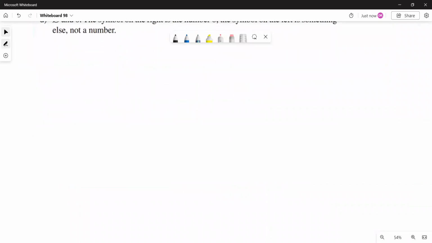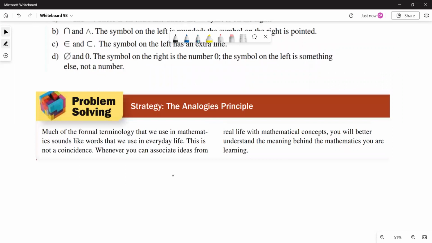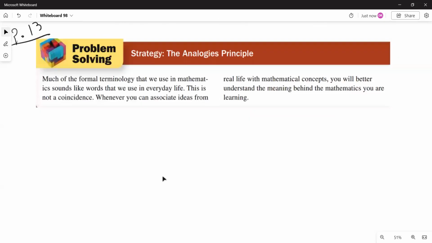Number 12 is the analogous principle. So that's on page 13. Much of the formal terminology that we use in mathematics sounds like words that we use in everyday life. This is not a coincidence. When you can associate ideas from real life with mathematical concepts, you will better understand the meaning behind the math you are learning.